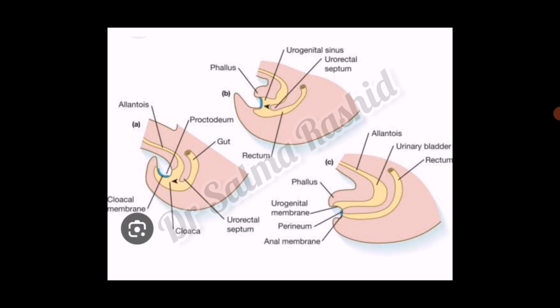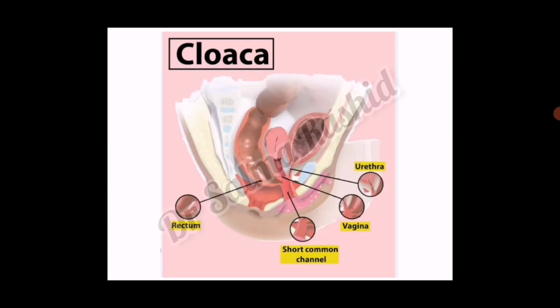In the second picture, you can see the development of the reproductive system, and the urorectal septum has divided the GIT and the urinary system. In the third picture, you can see that the urinary bladder is formed and the rectum is formed. They are totally separated, and the cloacal membrane is divided into the anal membrane and the urogenital membrane. Now this is the diagrammatic presentation of the cloaca, which is a short common channel for the rectum with the urethra and vagina.